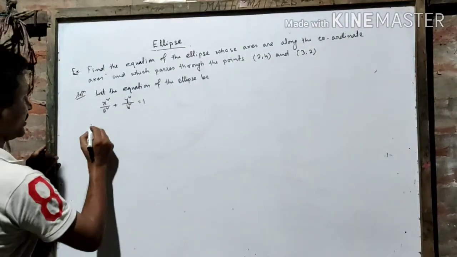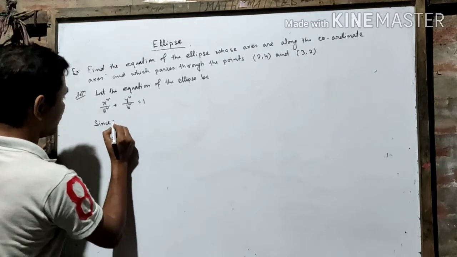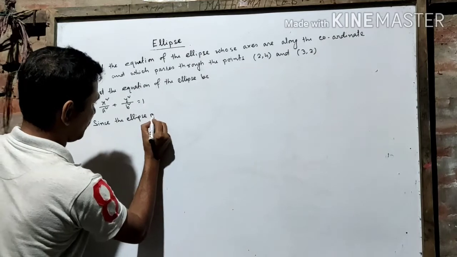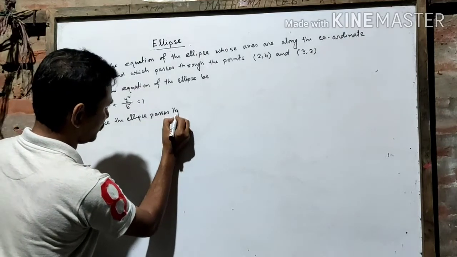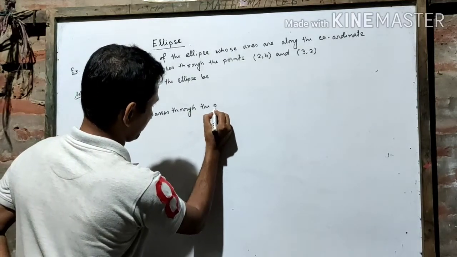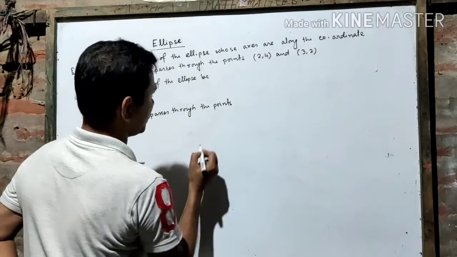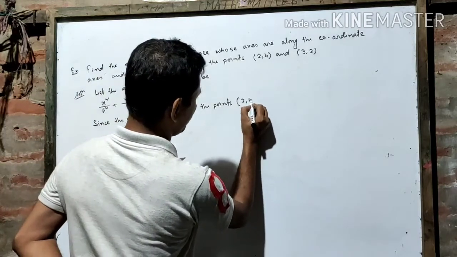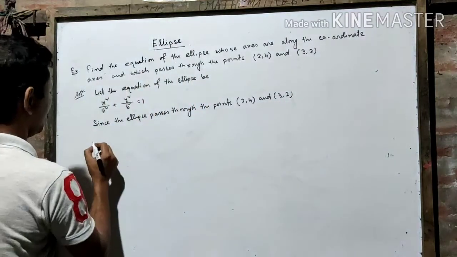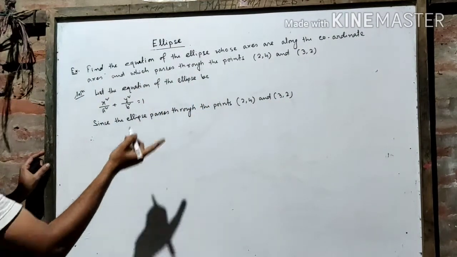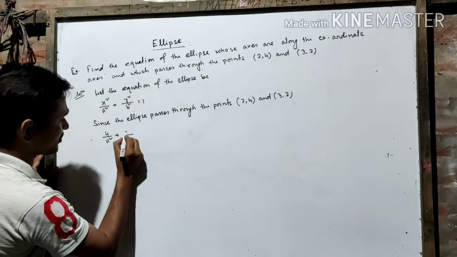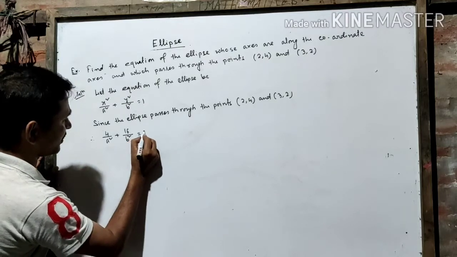Okay. Since the ellipse passes through the points (2, 4) and (3, 2), therefore it will be satisfied by these points. 4 by a square from the first point plus 16 by b square is equal to 1.